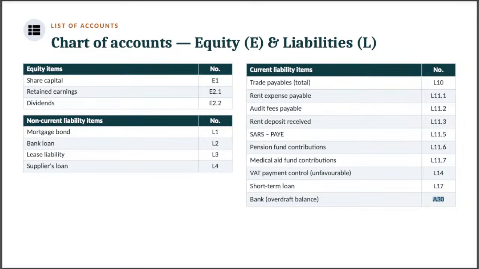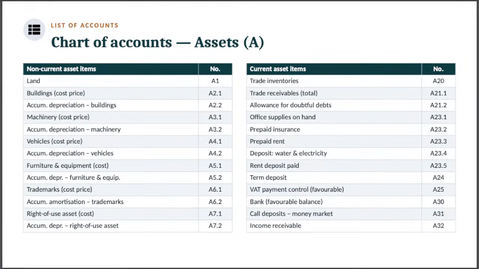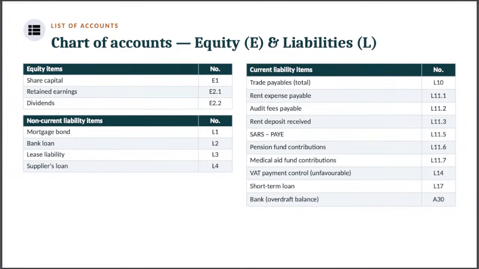This is A30, and let's look what it was for the favorable balance. There we go. It's still A30. Okay, so there it is, a true contra account. The same number, but it would switch from being an asset item, depending if it has a favorable balance, and if it has an unfavorable balance, bam, now it's a liability. So it's a contra account in that respect there.